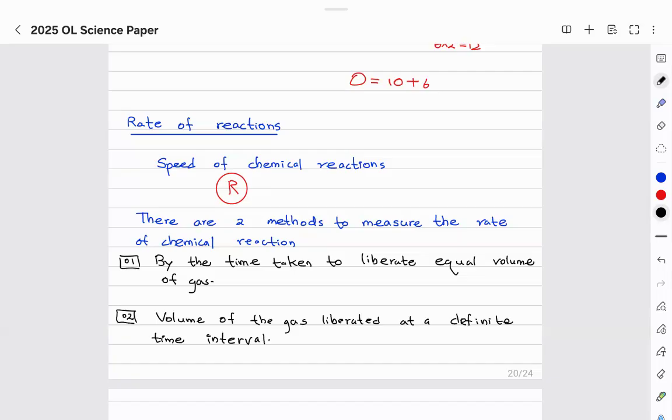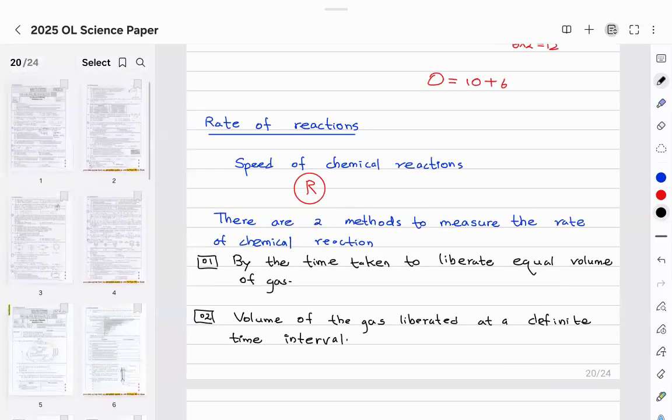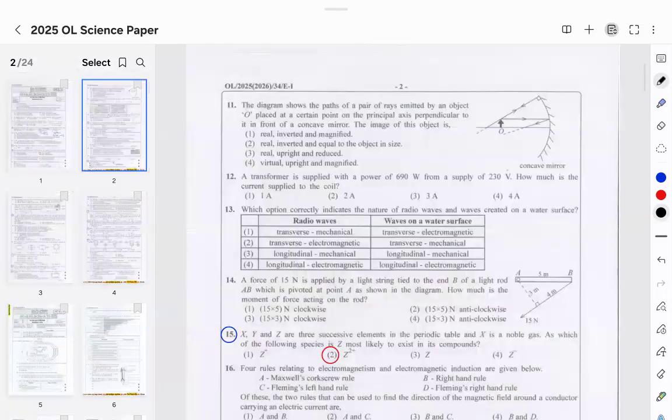Right? Now, can you tell me which method we have used in this question? Look at this one. The first method is by the time taken to liberate equal volume of gas. Second method is volume of the gas liberated at a definite time interval. Let's go for the question again. Tell me whether it is first method or second method.